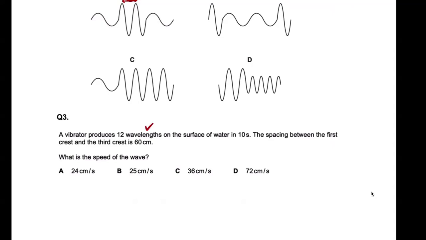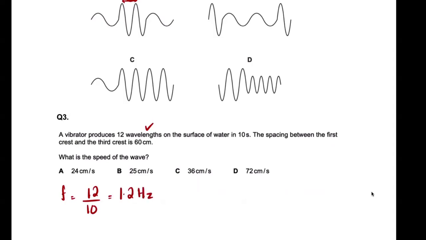So if 12 waves are produced in 10 seconds, I can figure out the time period or the frequency depending on how I talk about it. For example, if I talk about the frequency, if you have 12 wavelengths in 10 seconds, frequency is basically how many waves you have in 1 second, that is 1.2 here.